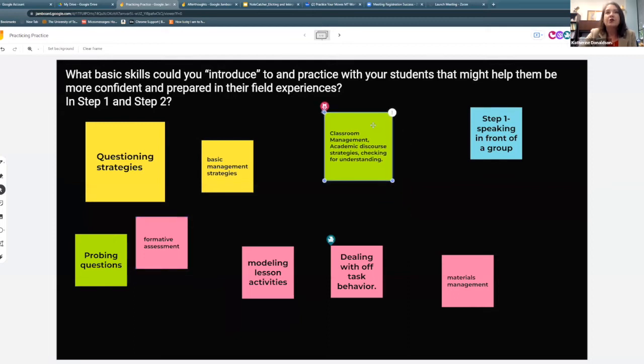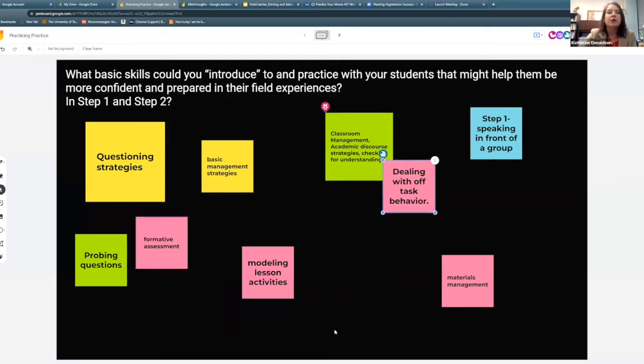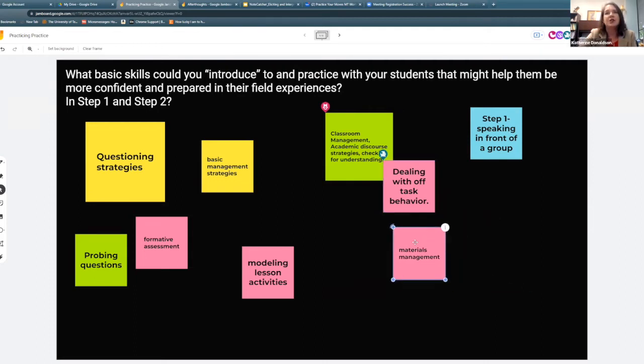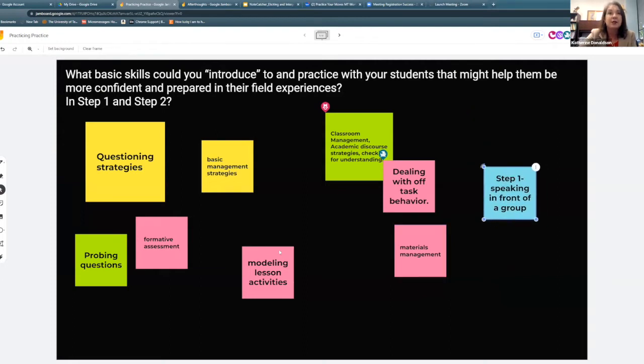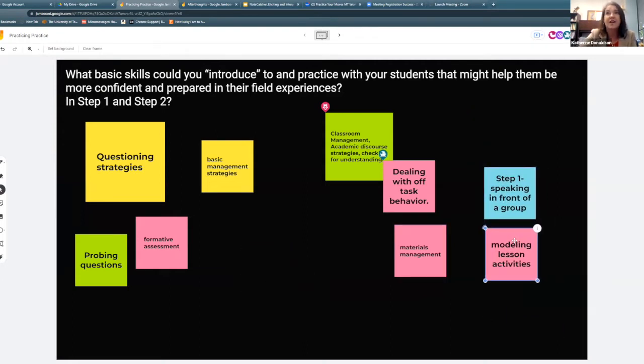We got sort of a classroom management strand going here. We got dealing with off-task behavior, materials management. Yeah, that's almost a classroom management issue too, right? Just basic skills like stepping up and speaking, modeling lesson activities. How do you do that in front of a group of kids for the first time? So just looking at these are all the basic things that our kids struggle with at UTD. They're probably across the nation, beginning teachers are struggling with.